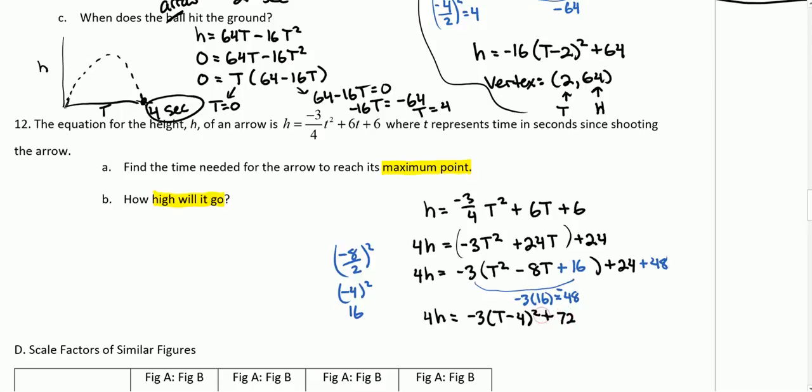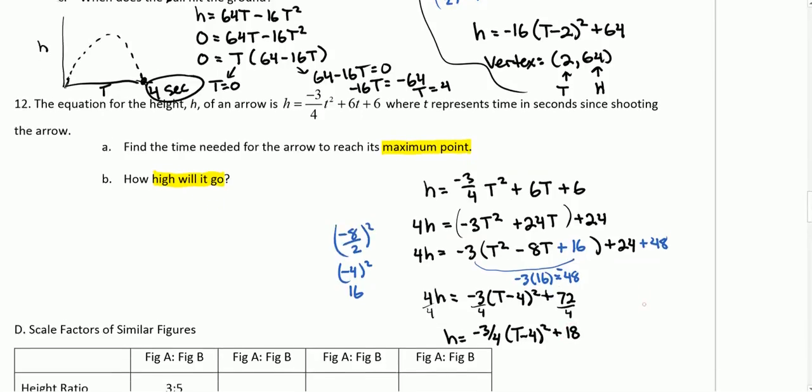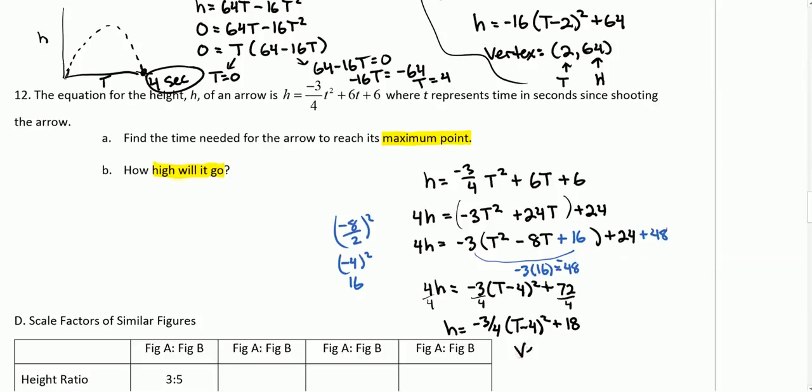And then the last thing to do is to solve for h. So we're going to divide by 4. You divide these three pieces by 4. And you get the height is negative 3/4 (t minus 4) squared plus, 4 goes into 72 18 times. So our vertex is (4, 18), where 4 is our time and 18 is our height.